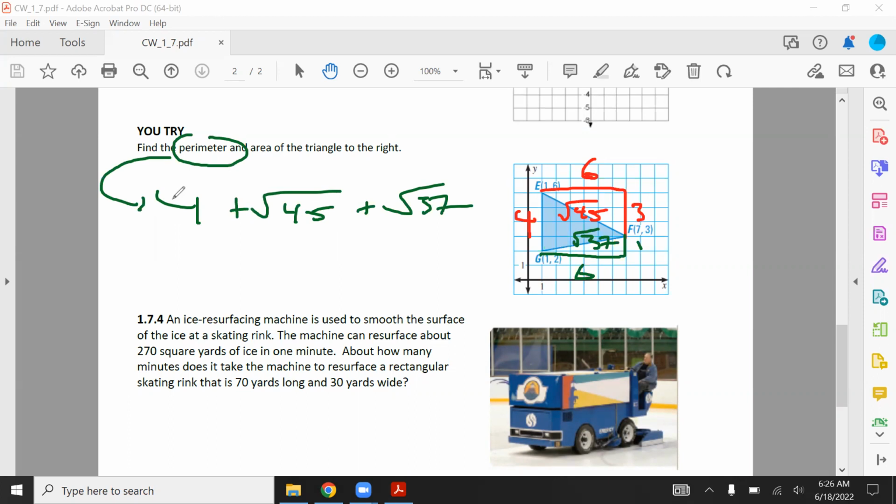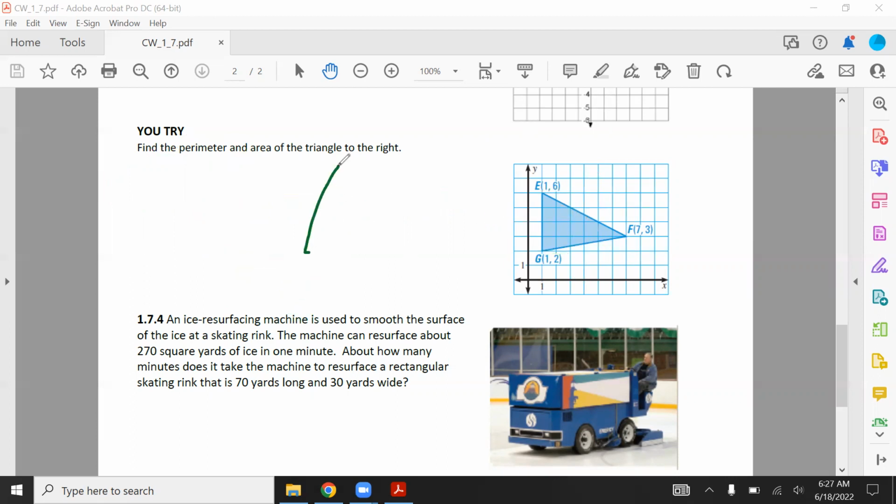And you can leave your answer like that. That's totally fine. But if you did want to, root 45 is 6.7, so 4 plus 6.7 and root 37 is also 6.1. That'd be 16.8. And there we go. But then they also ask for the area too.